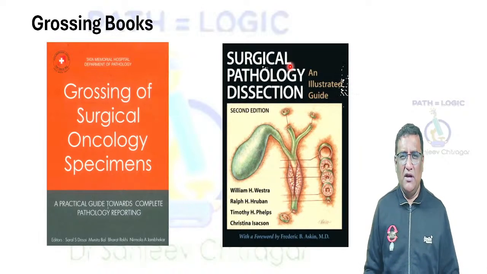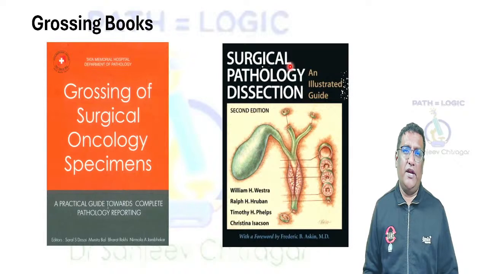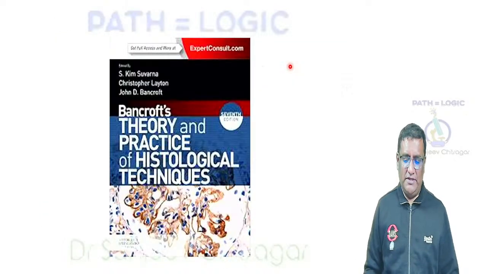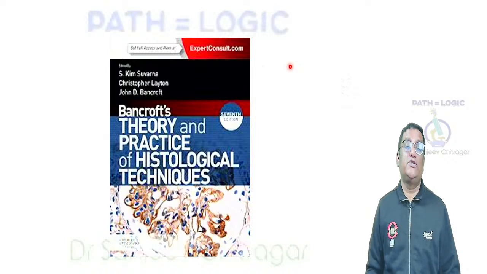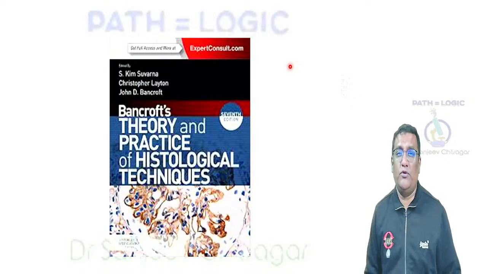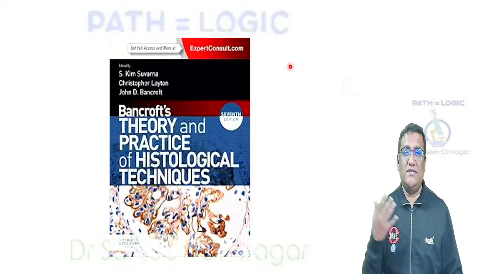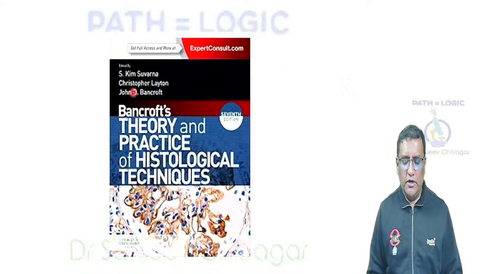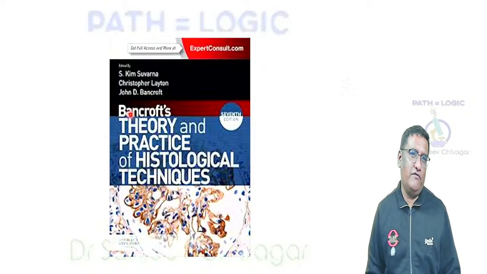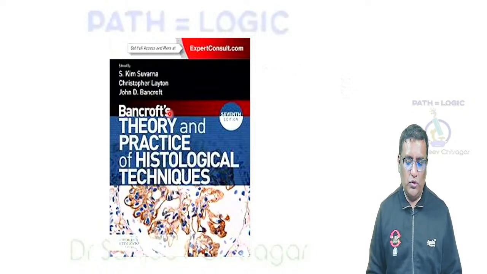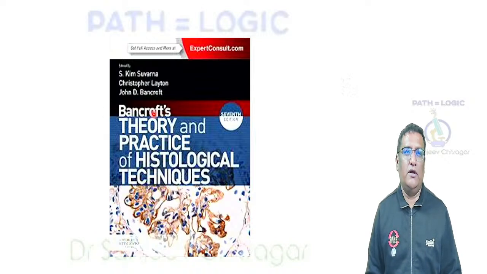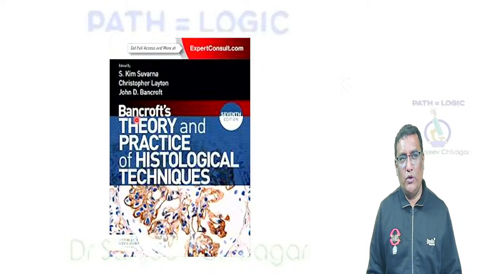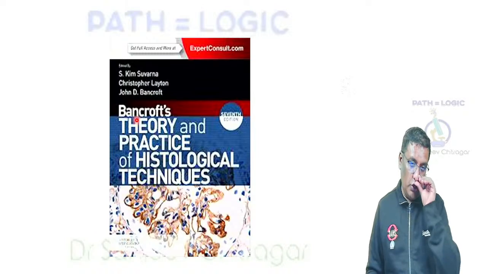Soft copy references are fine, but for reading, soft copies will be tougher, although nowadays people use soft copies. Next, for histotechnics, which will include your staining process, the processing, all those things, this is the book, Bancroft. This is the best book which I have gone through. So this is what I would recommend everybody to have. Bancroft's Theory and Practice of Histological Techniques, which will include everything.